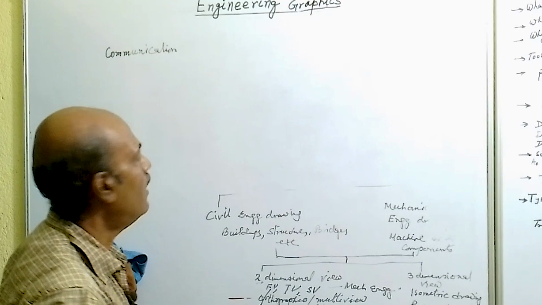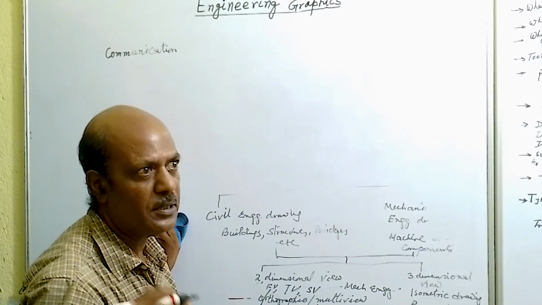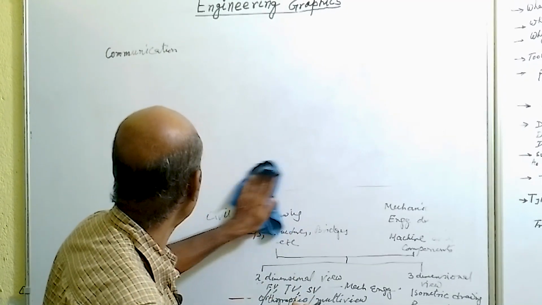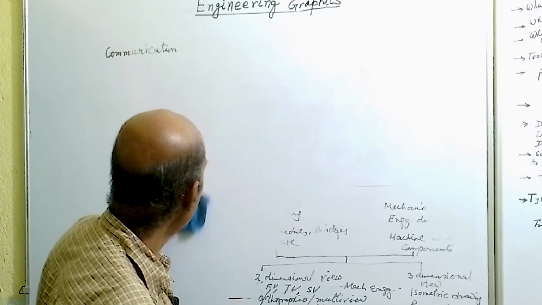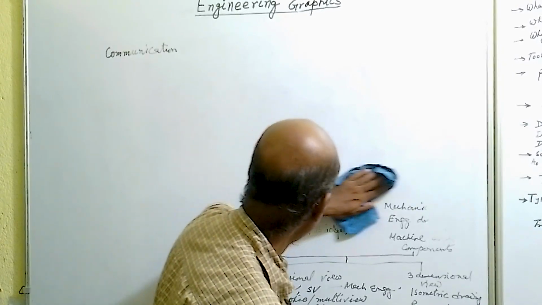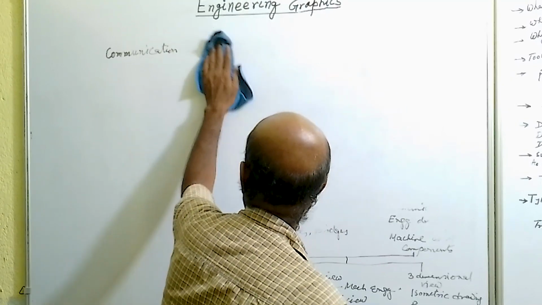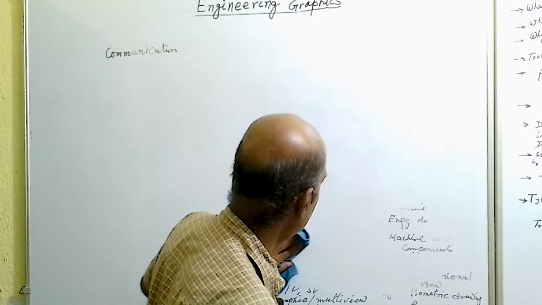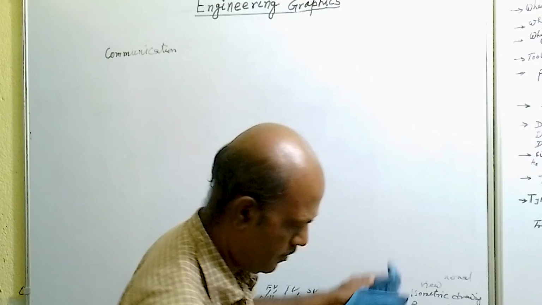Communication is the media by which the idea can be transferred from one person to other person. The main role of communication is to transfer the idea from one person to other person, or from one mind to other mind. So, the method or the media by which the idea is transferred is called communication.